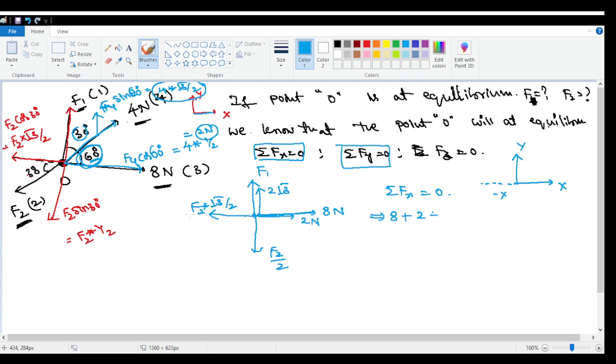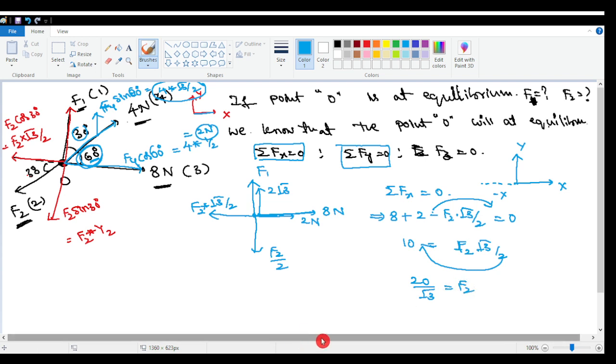See, now negative sign of F2 root 3 by 2 is equal to 0. Now, see, 8 plus 2 is equal to 10. I am sending this to the right side, so F2 into root 3 by 2. So I am sending it to this side, that is equal to 20 divided by root 3 is equal to F2. Okay? So the force is in newtons.